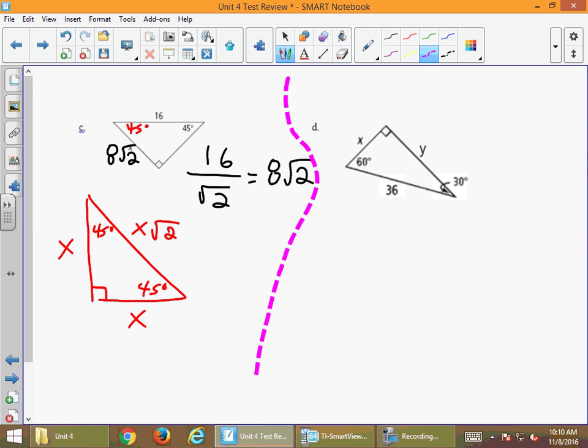Let's look at Number D. What type of triangle is D? 30, 60, 90. Oh, they're already there for you. It's nice. 30, 60, 90. I'm going to draw the diagram, because why not? If you guys have it, I'll give it to you. Right angle, that's x. This is 2 times x. This is x radical 3. Oh, that's 30.